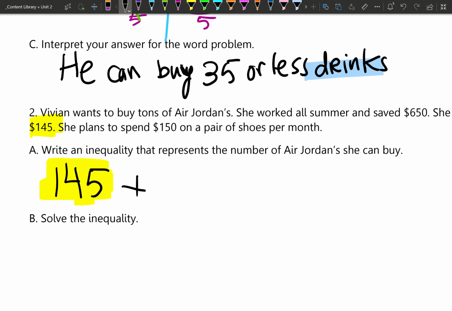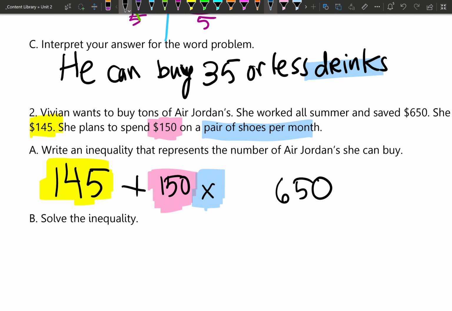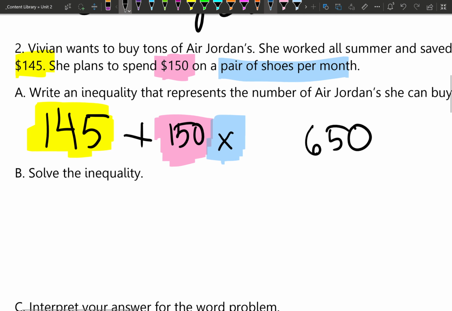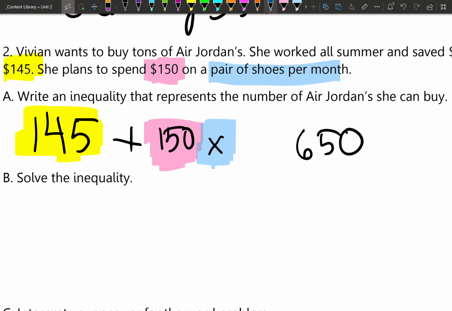And, so plus, she plans to spend $150 on a pair of shoes. So 150 is next. We don't know how many shoes she plans to buy, so instead of a number, I'm going to put the variable x. Now I know she has 650. Let's decide on our inequality symbol. Can she spend more than the cash that she has? No, absolutely not. So the amount on the left must be less than 650.